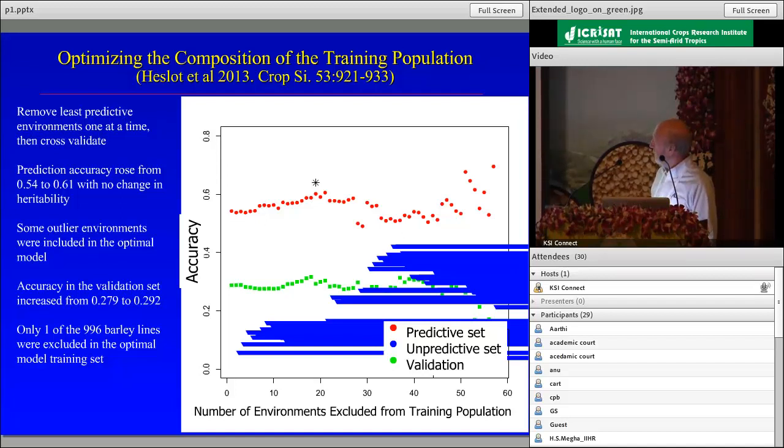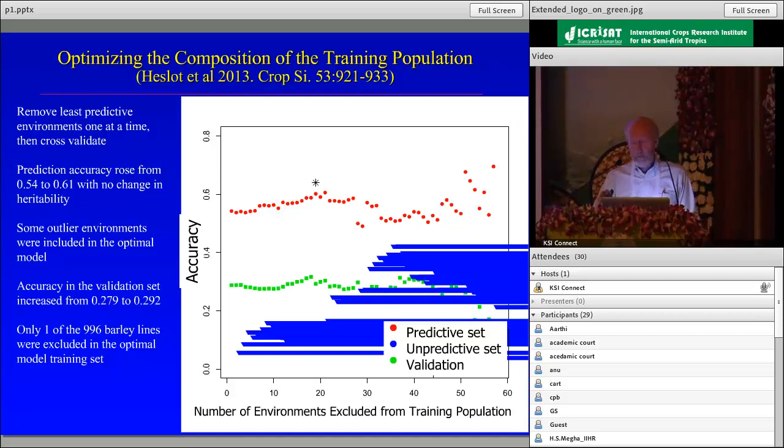When those environments were moved down in here into the unpredictive set, there was a slight increase in the prediction accuracy in the unpredictive set, but then it shot up at about the same place where the predictive set started to drop off. So that means that we were removing environments that had useful information for predicting the other environments. So the optimum set of environments was about 40 out of the 58.